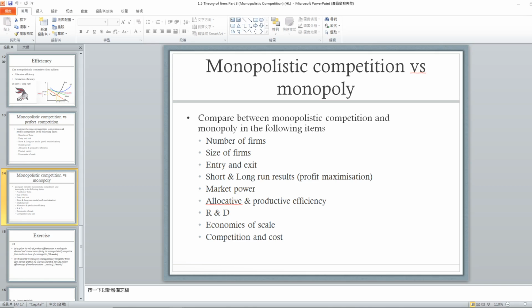I guess you're trying to say monopolistic competition is small, because there are so many firms, and they don't have much market power. Right? So, Brandon, what about entry and exit?